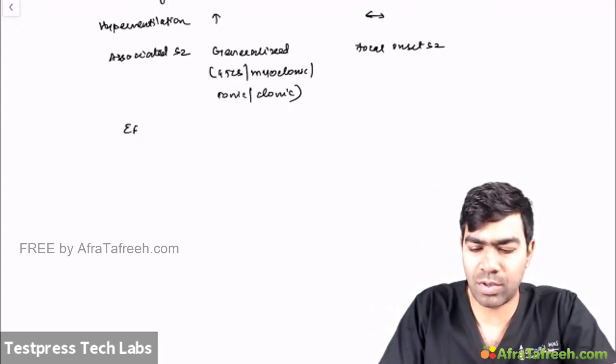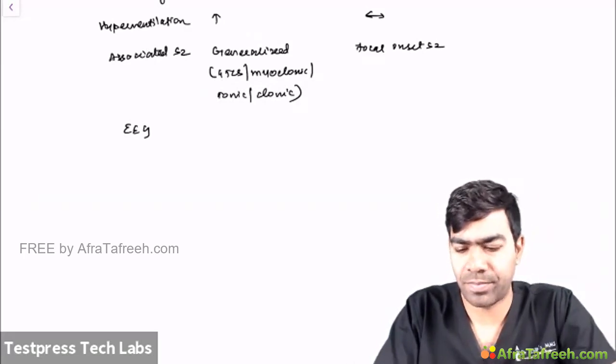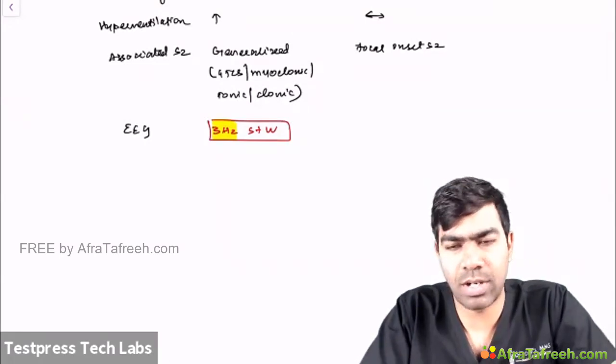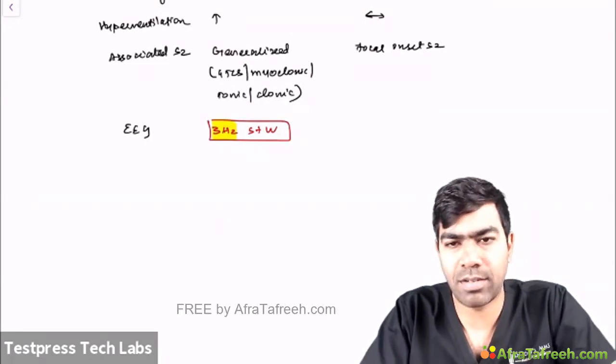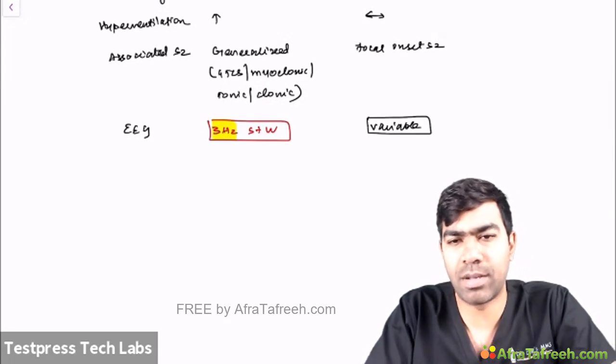And as far as the electroencephalogram is concerned, we know the classic EEG finding, that is the 3 Hz spike and wave appearance. This is something you have to memorize. There is no other option. This is a typical feature of an absence seizure. That's called a 3 Hz spike and wave pattern. Very classical. As far as focal seizures with impaired consciousness are concerned, it's quite variable.